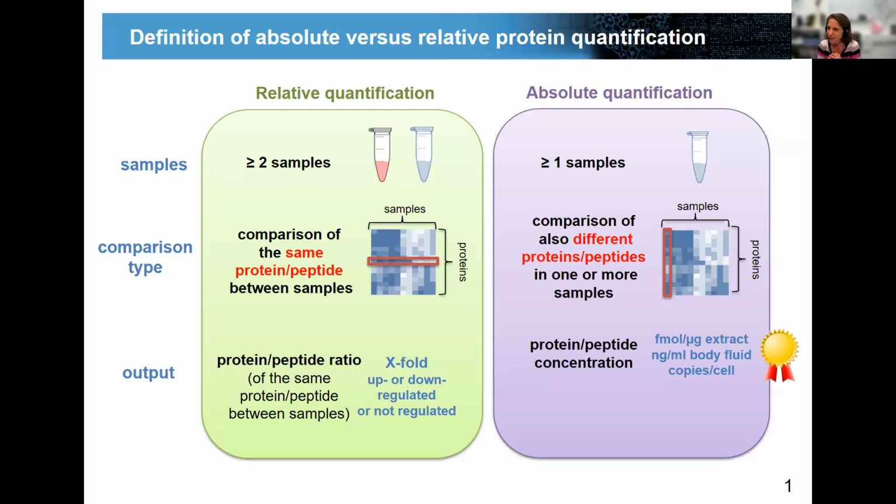But what many people do not consider so much as absolute quant is that actually not necessarily an output of an absolute quantification is always a concentration, but also a protein or peptide ratio can be the output of an absolute quant measurement. But then this is not the ratio of the same protein between samples, but a ratio of different proteins within one sample. Also, a ratio can be an absolute quantitative measurement. And then you would say whether protein X is X-fold more abundant than protein Y, or protein X represents a certain percentage of the total protein content in your sample.